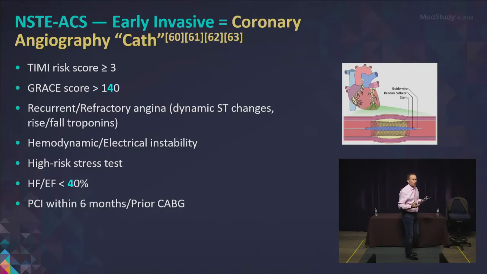Some places use the GRACE score if the GRACE is over 140. If they're having recurrent refractory angina, with ECG changes going up or down, or troponins continuing to rise, or they have hemodynamic or electrical instability, or a high-risk stress test, or you do the echo and the EF is under 40, or they're presenting with heart failure, or they've had a recent PCI or CABG within the last 6 months, those generally fall into a high-risk group, and we should go to early coronary angiography with those individuals.